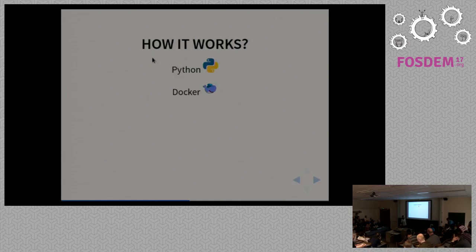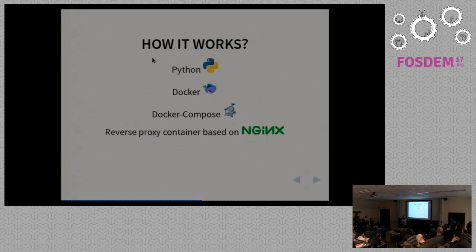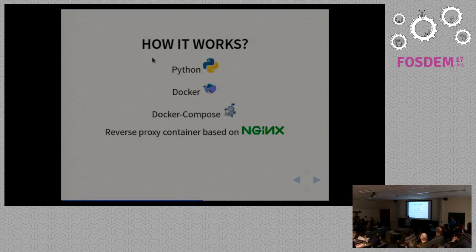Now a bit about how it works. Quickly, it's written in Python. It's using Docker, of course, and Docker Compose. I will show you how the application looks. Docker Compose is the most important one. There's a reverse proxy, because I have a bunch of containers running on the server, so the requests need to be routed to them somehow. I currently use Nginx. Again, it's containerized, so I can use anything. I'll probably switch to HAProxy.